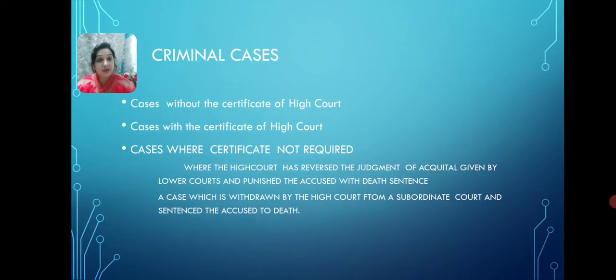So here we come to the criminal cases. When we talk about criminal cases, we will be discussing what types of appeals can be made in the Supreme Court. Cases without the certificate of High Court, cases with the certificate. Now this is classified into two. One is cases without the certificate of High Court that can be appealed to the Supreme Court. Then cases with the certificate of the High Court can also be appealed to the Supreme Court.